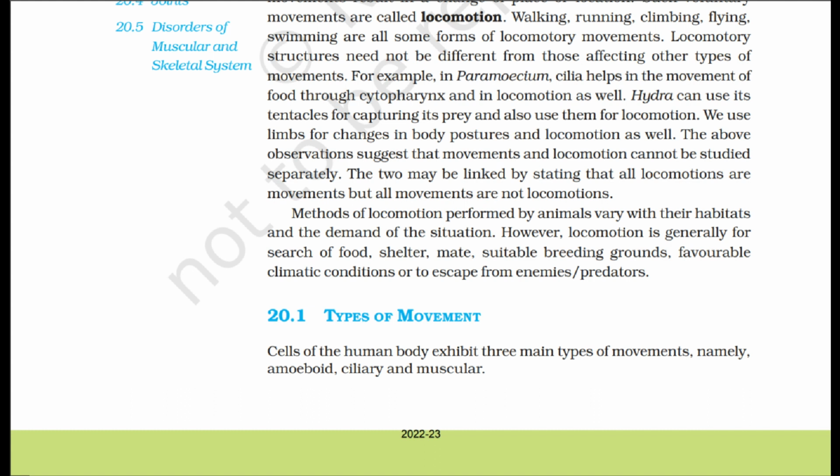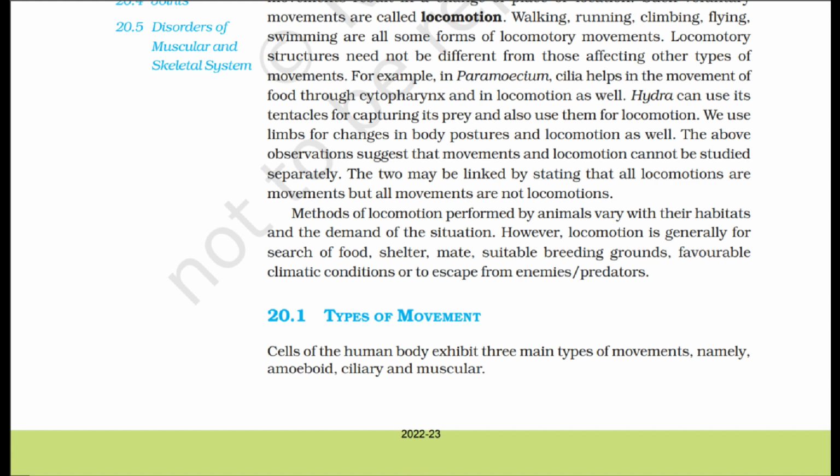The above observations suggest that movements and locomotion cannot be studied separately. The two may be linked by stating that all locomotions are movements but all movements are not locomotions. Methods of locomotion performed by animals vary with their habitats and the demand of the situation. However, locomotion is generally for search of food, shelter, mate, suitable breeding grounds, favorable climatic conditions, or to escape from enemies or predators.